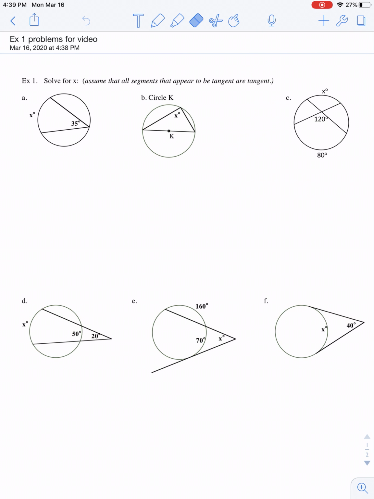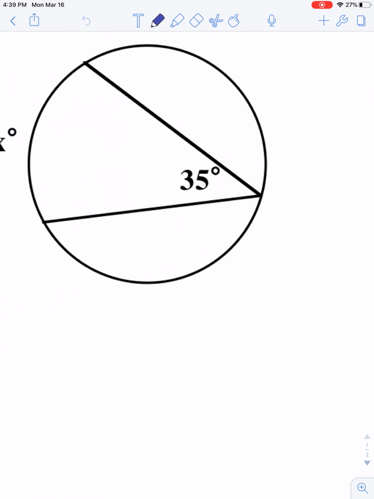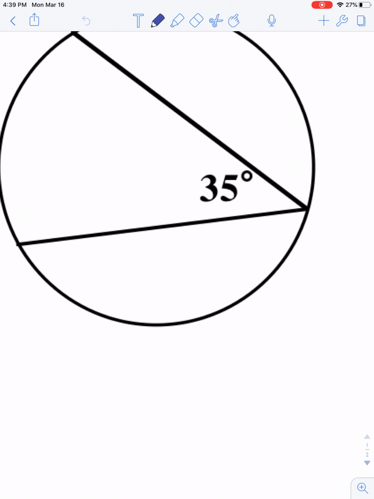All right, for example 1, we're going to be using the angle relationships that we learned earlier in our notes today, and we're going to be solving for x using those angle relationships. So looking at example 1a, we see that the vertex lies on the circle, meaning this creates an inscribed angle. So we'll make note of that so we know what relationship we're going to be using.